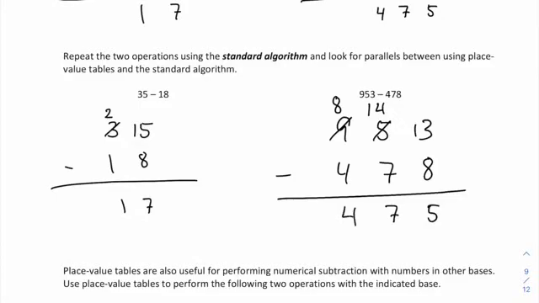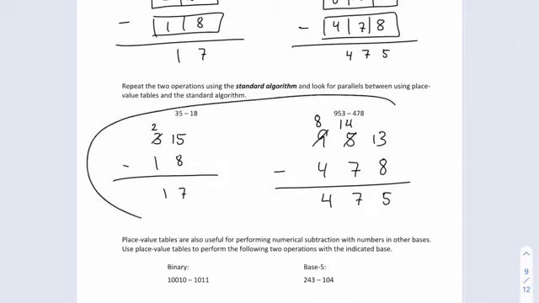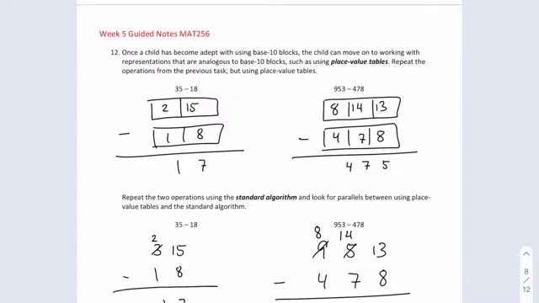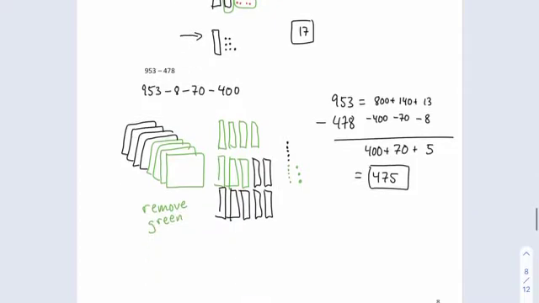You get 475. All right, so again, these procedures here, this standard algorithm, should be something that the students naturally produce on their own by working with this, which is a natural extension of working with something that's concrete in base 10 blocks.